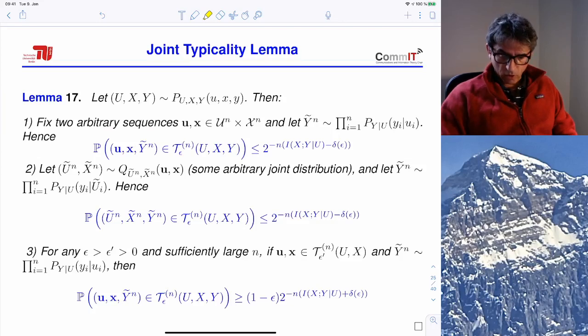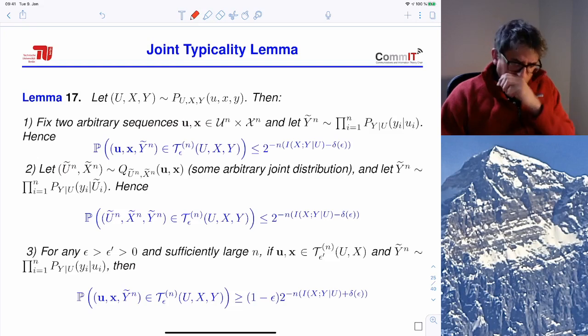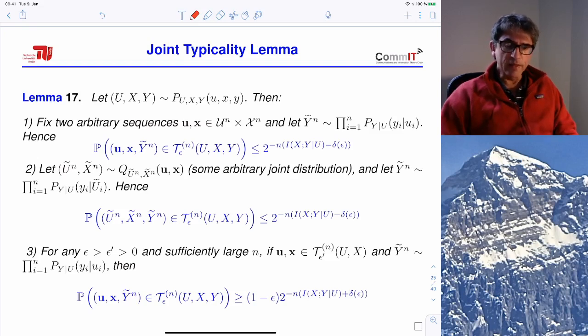Okay, so we finished this chapter by looking at the last three important lemmas that will be used as building blocks of the main results of this course. The first one is the joint typicality lemma, which can be stated as follows.